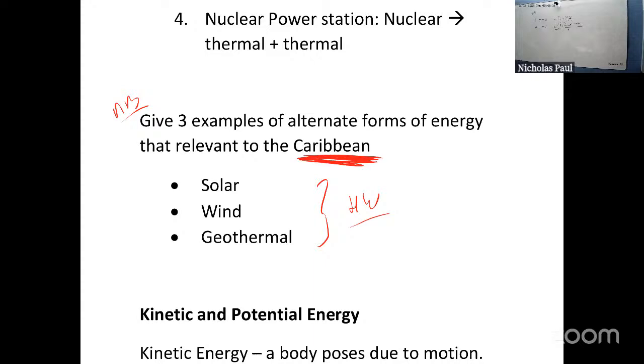Who uses solar, who uses wind, who uses geothermal, and why? For example, a country like Trinidad, we wouldn't be able to handle geothermal, right? Some countries have problems harnessing wind. I want you to figure out why. Okay.